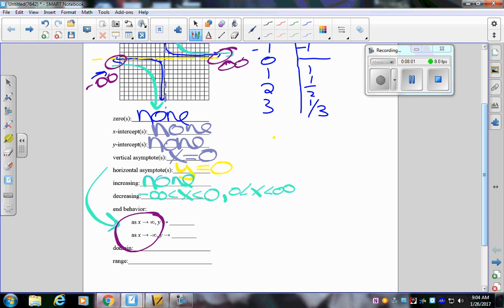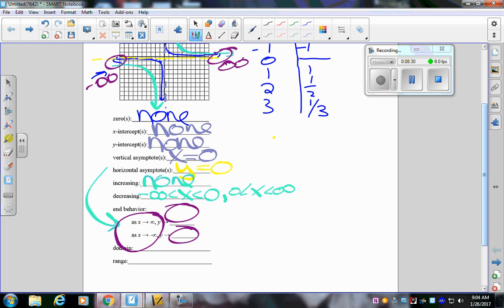So as x is approaching positive infinity, what y value is that graph getting closer and closer to? 0. The end is not crossing the horizontal asymptote. Same thing on the left side, it's approaching 0. So once again, I can just pull it out of my asymptote. That number is going to help me with my end behavior. The vertical helps me with my increasing, decreasing, and the horizontal with my end behavior.